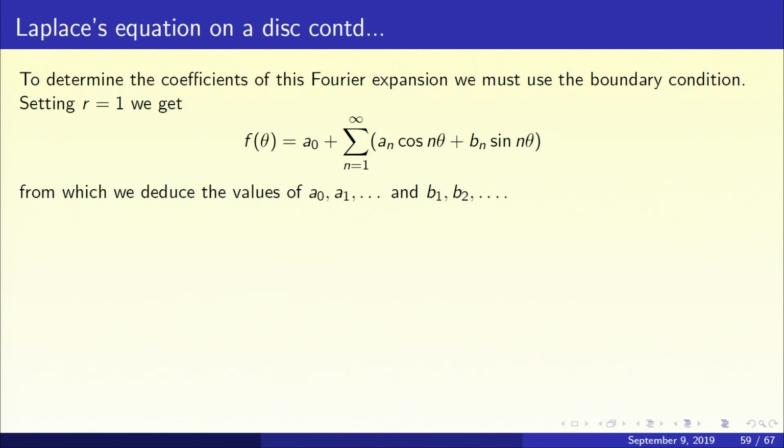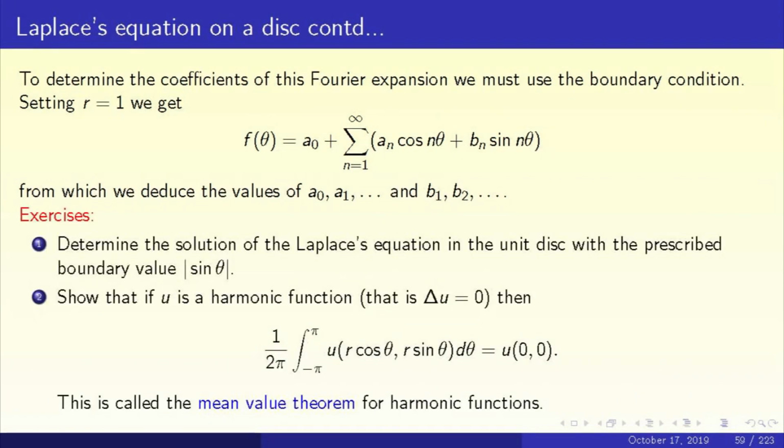You see our good old friend, the Fourier series for the function f of theta. But f of theta is given to you. F of theta is a prescribed function. So once f of theta is given to you, the a naught, a_n and b_n can be computed. So here are some little exercises with specific f. Let us try to solve Laplace's equation on the unit disk with boundary value mod sine theta. So f of theta is mod sine theta.